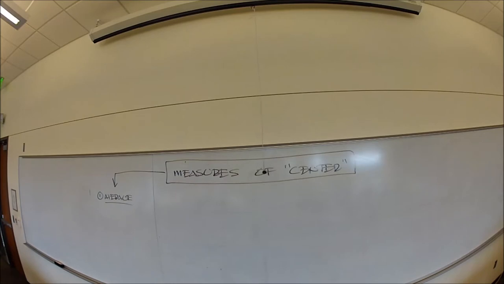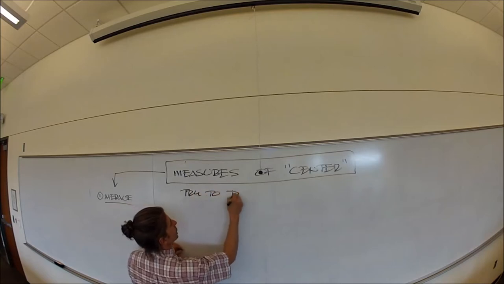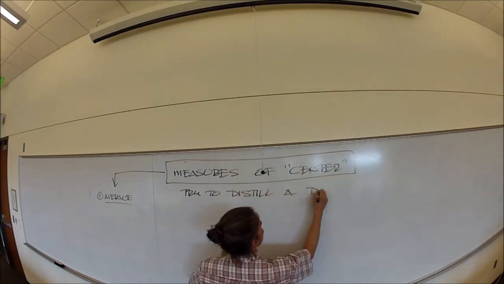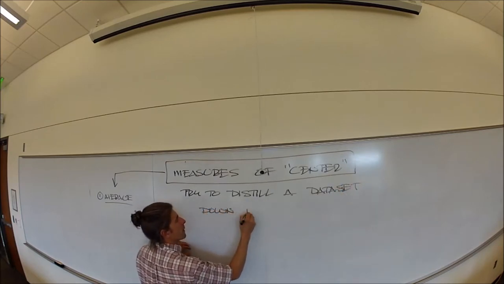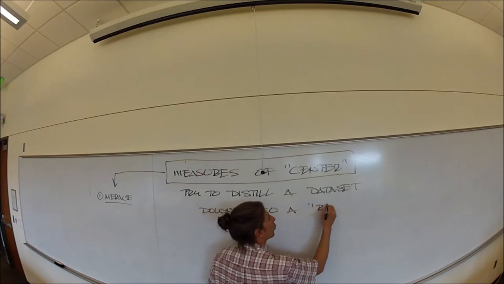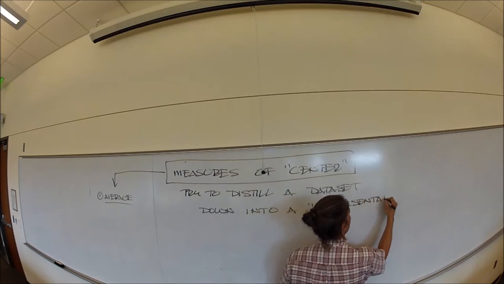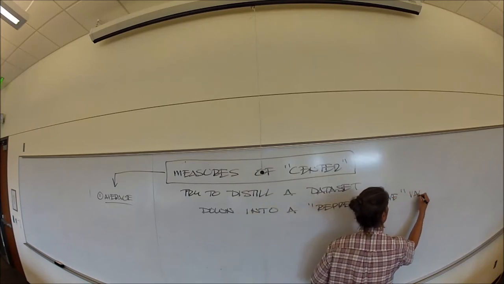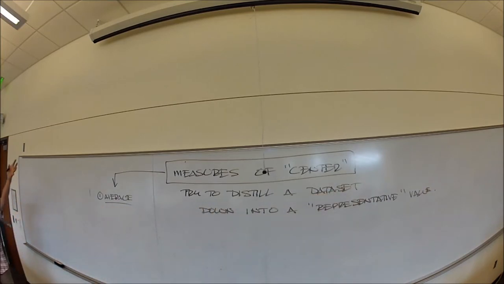But what measures of center try to do is to distill a data set down into a representative value. So in other words, we want to take an entire chunk of numbers and break it down to just one value that stands for the entire chunk of numbers. So what we did earlier today: on average, these 2,500 students have $30,000 of debt.